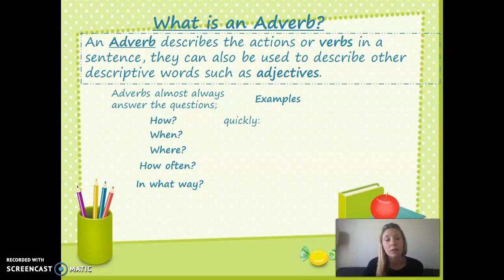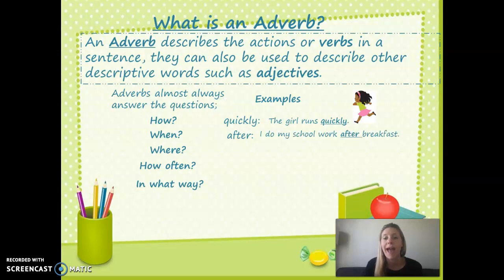How? Quickly. The girl runs quickly. Runs is the verb. Quickly tells us how the girl runs. When? After. I do my schoolwork after breakfast. After answers when the work is done.